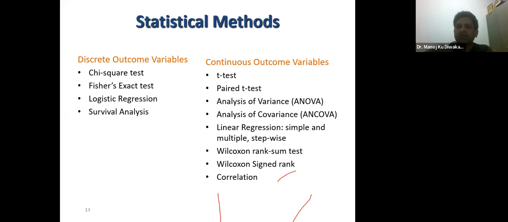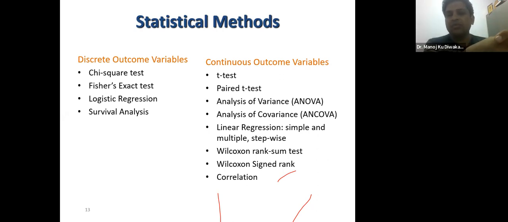Logistic regression is used once you have a dependent variable of yes and no, or who will win the elections, that means yes, no, survive or die. In those cases, you might go for logistic regression. In survival analysis, if a patient died or survived, in that case we will go for survival analysis. And this is the part of the discrete outcome variables. Now we will come to the continuous outcome variable.